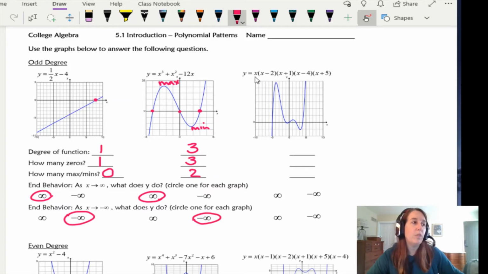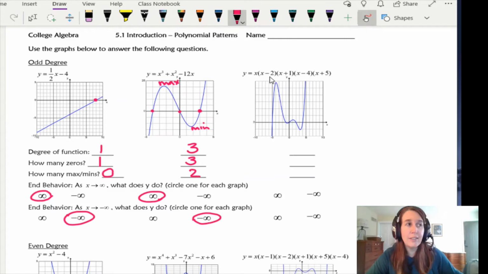All right, next one, it says degree of the function, okay? This is the one that students sometimes trip up on. This is not degree 1, okay? I realize that this is x degree 1, this is x degree 1, this is x degree 1, this is x degree 1, and this is x degree 1, right?